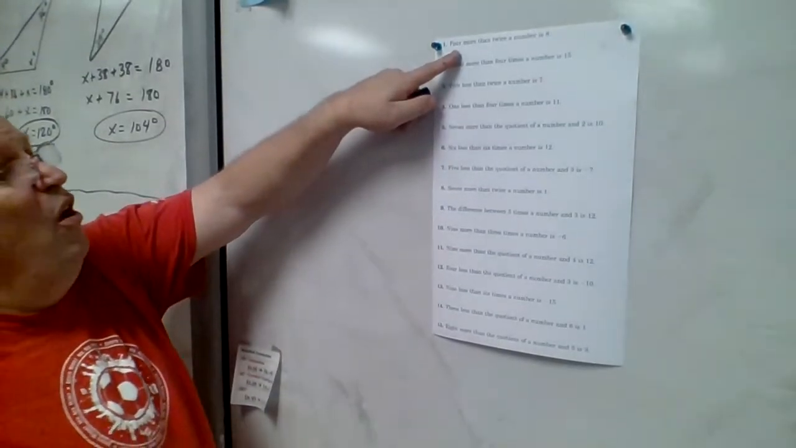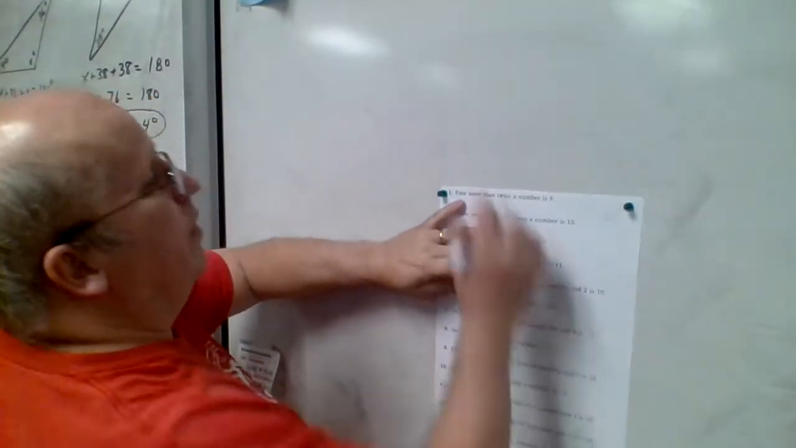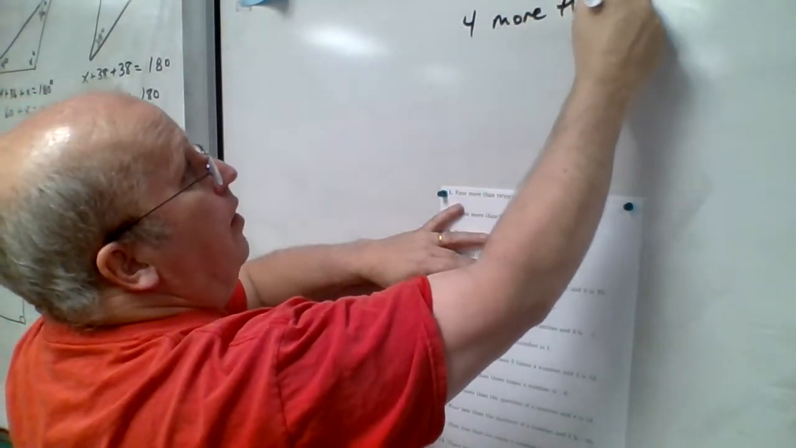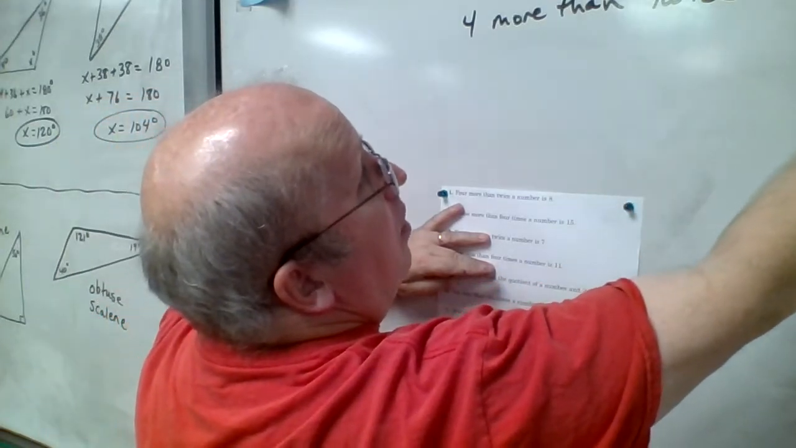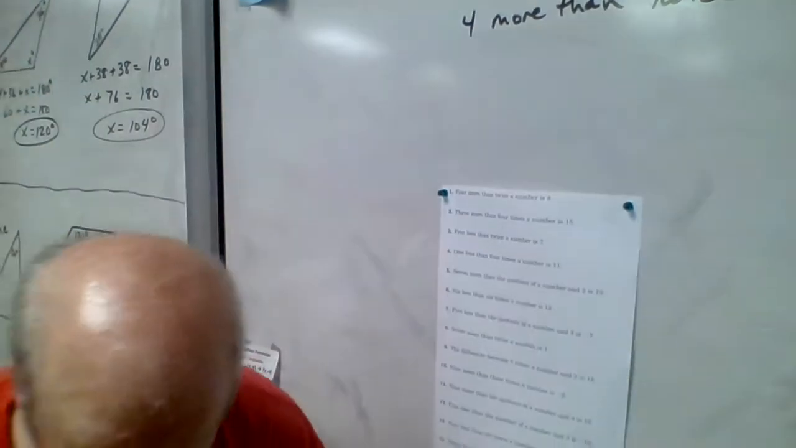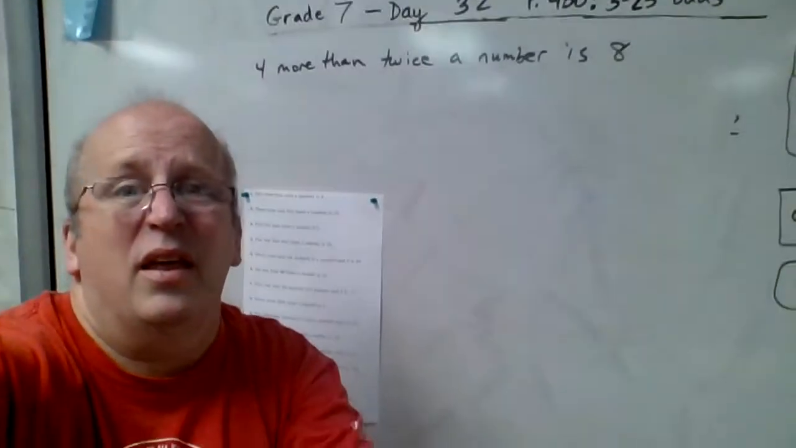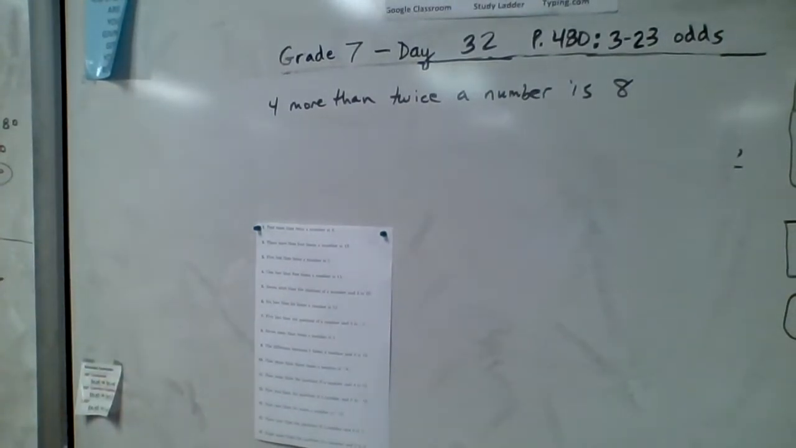The first one says, 4 more than twice a number is 8. Maybe I should just write them out, I suppose. 4 more than twice a number is 8. Okay. And let's back up the screen. There we go. You can see that, I think. Good. 4 more than twice a number is 8. How are we going to fix that?